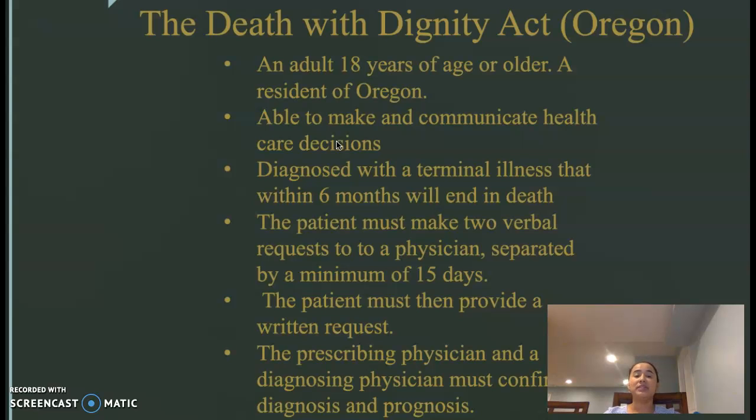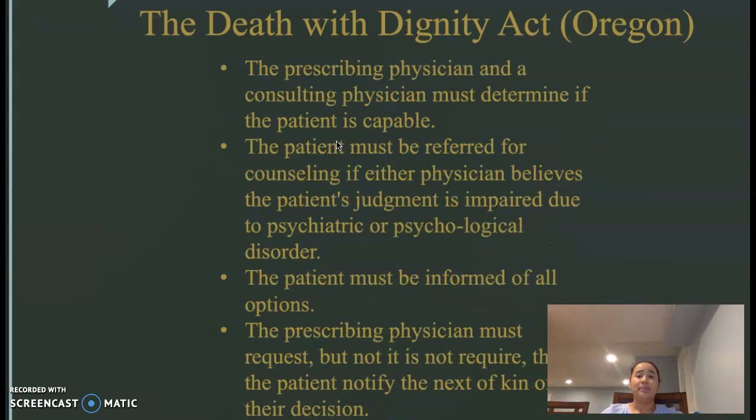To be able to receive the prescription for lethal medication, the following steps must be fulfilled. The patient must make 2 oral requests to his or her physician, separated by at least 15 days. The patient must provide a written request to his or her physician, signed in the presence of 2 witnesses. The prescribing physician and a consulting physician must confirm the diagnosis and prognosis. The prescribing physician and a consulting physician must determine whether the patient is capable.